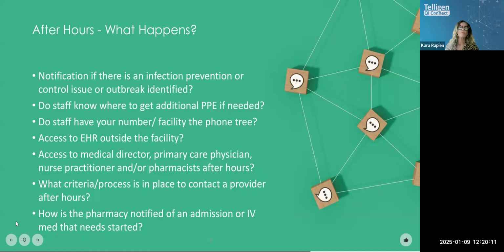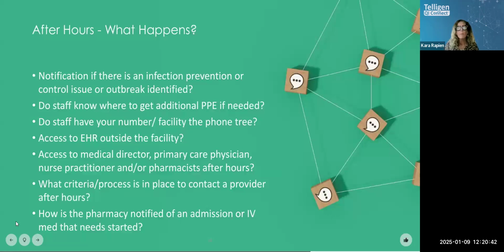How are you being notified if there's an infection control issue or an outbreak that's been identified? Does your staff have your number? And does the facility have a phone tree? Do you have access to EHR outside the facility? And do you need access to EHR outside of the facility? Do staff have access to the medical director, primary care physicians, practitioners, pharmacy, lab after hours?